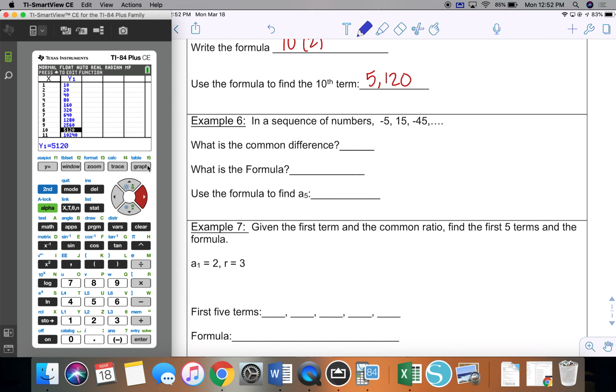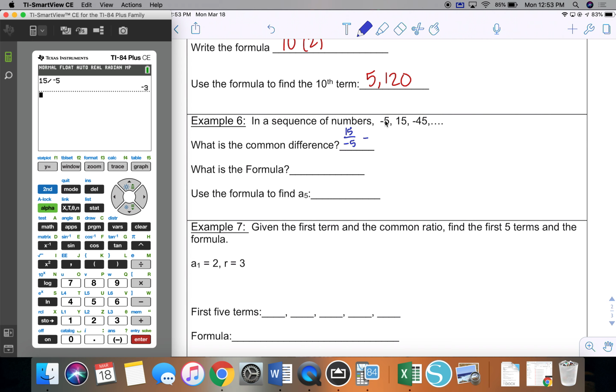Now, example 6, my common difference here, you got to be a little careful with this one. 15 divided by -5. So I'm just taking a term and dividing it by the term before it. So 15 divided by -5 is a -3. My formula is start, so we start with -5, times my common difference, or my rate, so -3, raised to the x minus 1. And then I'm going to write that out here so that I can use the calculator to find the 5th term.